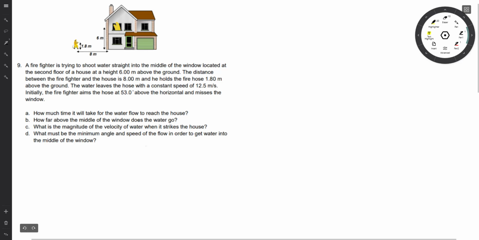above the ground, the water leaves the hose with a constant speed of 12.5 meters per second. Initially, the firefighter aims the hose at 53 degrees above the horizontal and misses the window. How much time will it take for the water flow to reach the house?